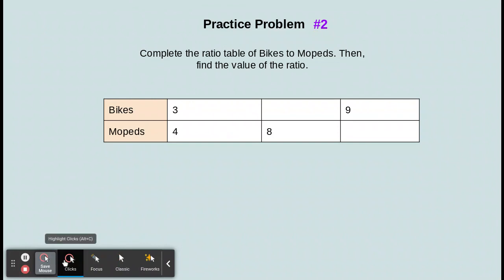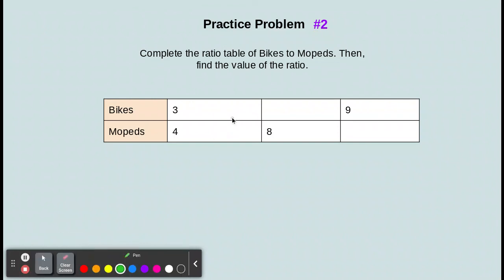Okay, but practice problem number 2. We are going to complete the ratio table of bikes to mopeds. Okay, and then find the value of the ratio. So first, let's fill in this table. And we look at 4 and 8. And how can we turn 4 into 8? Multiply by 2. So we need to multiply 3 by 2 to get this number here, which is 6.